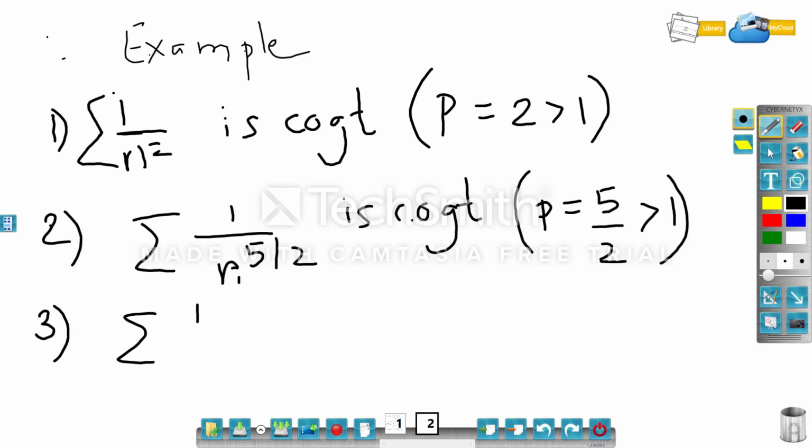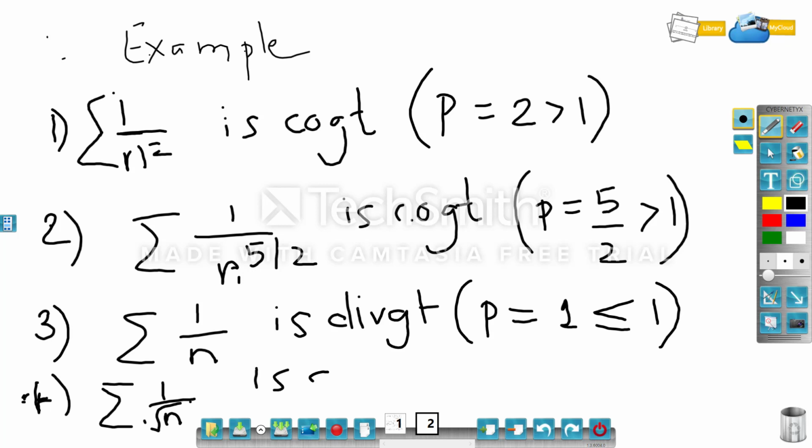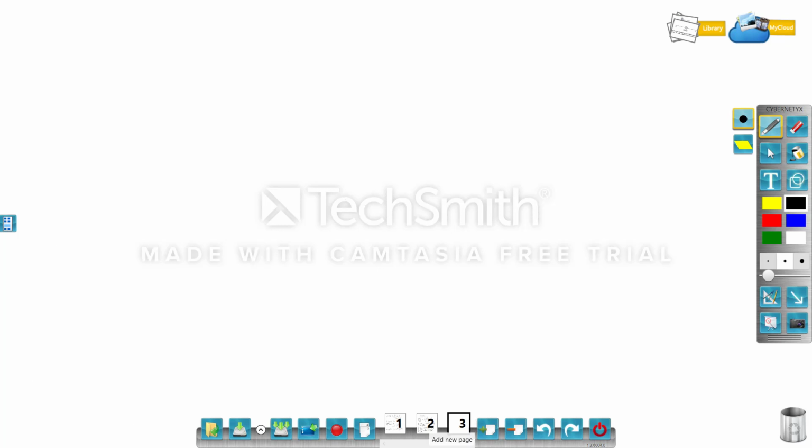Third, the series 1 upon n is divergent because your p value is 1 here, which is less than or equal to 1. So by the p-test it is divergent. And the fourth one, the series 1 upon root n is again divergent because p is equal to half, which is less than or equal to 1. So looking at the series, we can easily identify whether it is a p-series or not.